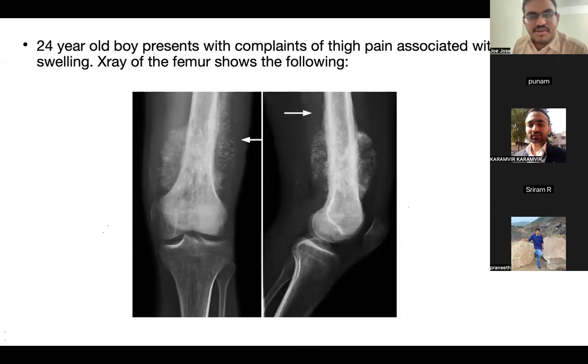Okay, so a 24-year-old boy presents with complaints of thigh pain associated with swelling. X-ray of the right femur shows the following. Okay, Dr. Praneeth, can you tell me what you're seeing here?